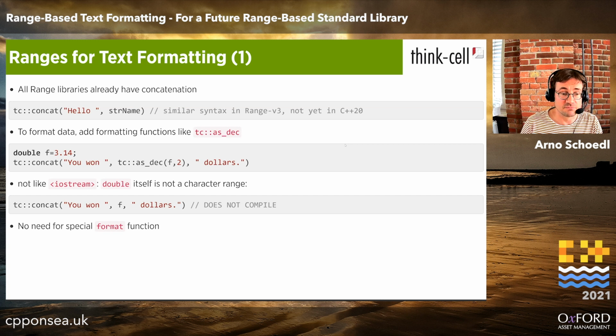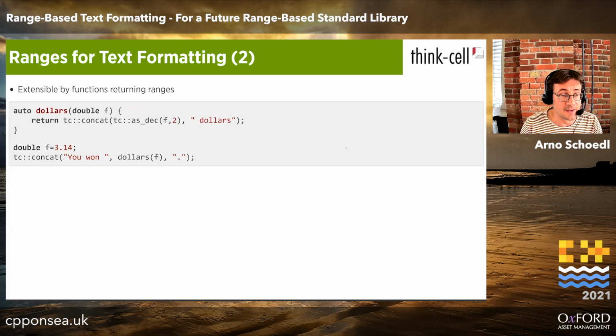And if you do it like this, there's really no need for a special format function. We don't have format anymore. There's no printf, there's no std format. We're just concatenating snippets of strings, of ranges. Again, extension of this approach is very simple. If you want to always print dollars with the word dollars appended to it, you can do this very easily by just providing a function that returns a concatenated string.